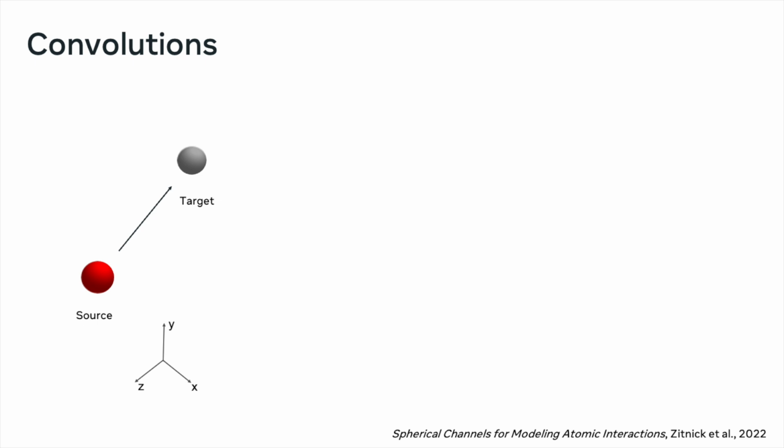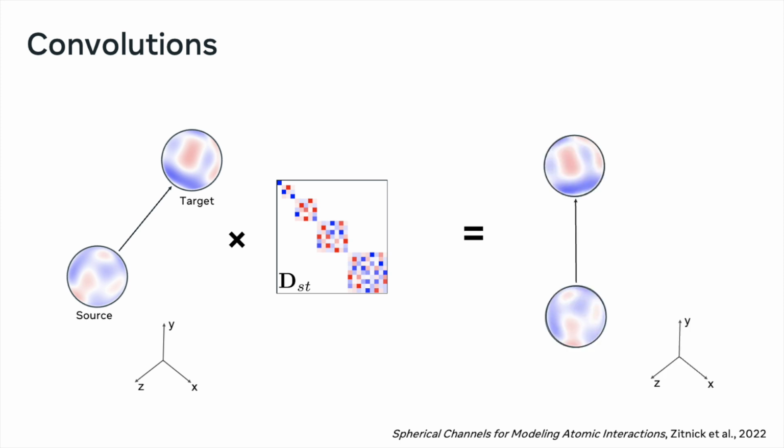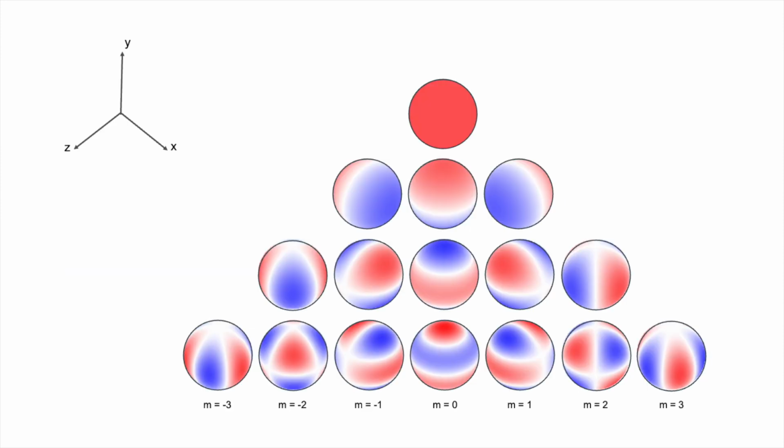So let's go back to atoms. How do we use this observation for our problem? We have two atoms that we'd like to pass a message between. We can rotate these atoms so that they align with the y-axis using the Wigner-D matrix. Then, we just need to perform a convolution along our remaining degree of freedom, which is a rotation about the y-axis. So let's look at our actual spherical harmonics, the basis functions that make up the spherical channels.